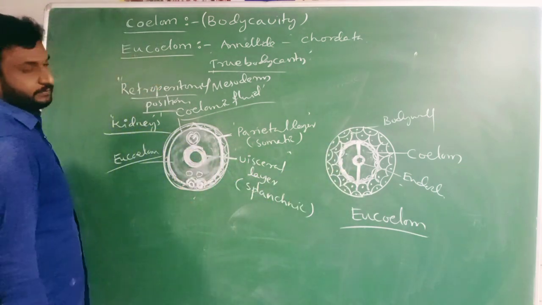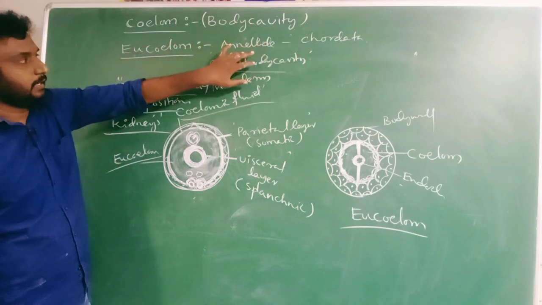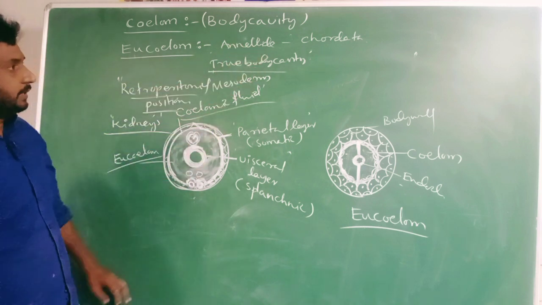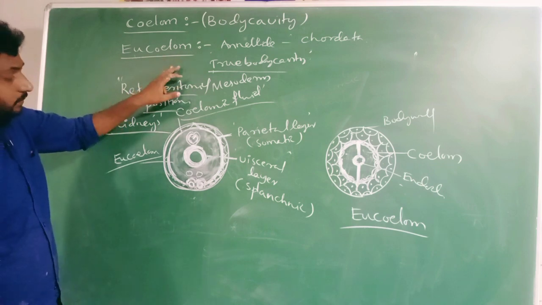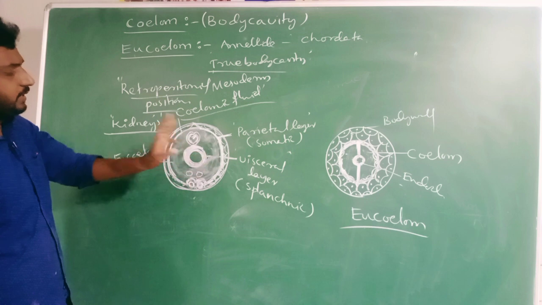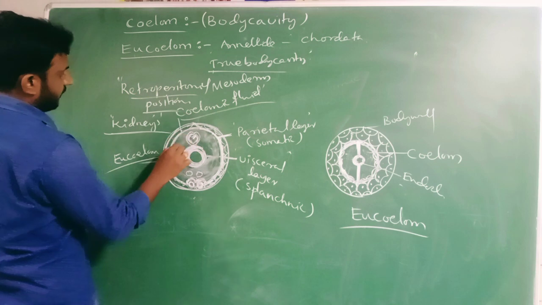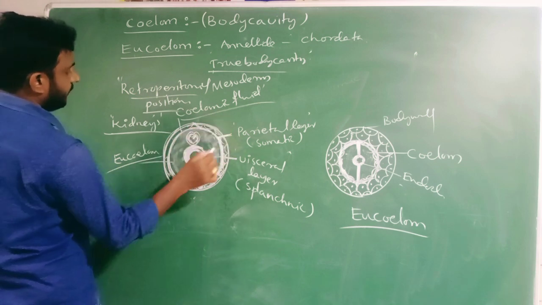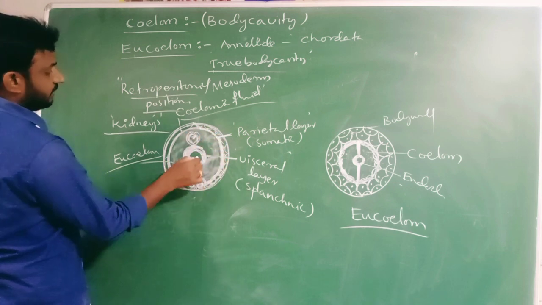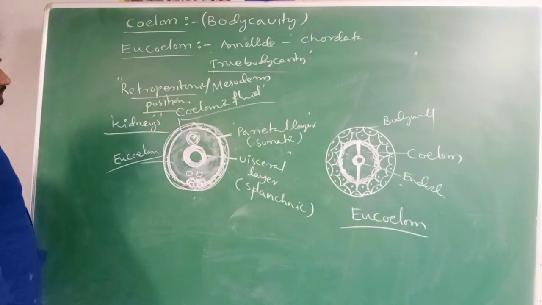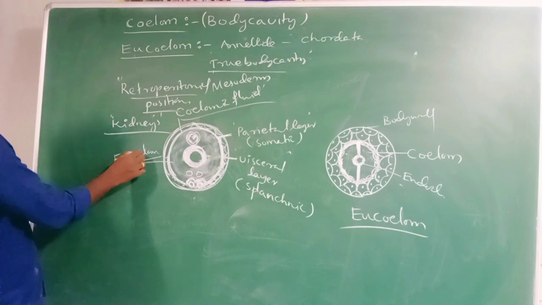It is a true body cavity. True body cavity or eucoelom starts from Annelida up to Chordata. Annelida, Arthropoda, Mollusca, Echinodermata, Hemichordata and Chordata have the true body cavity or eucoelom. Eucoelom is the cavity present between the gut and body wall, formed by the splitting of mesoderm. Due to the splitting of mesoderm, two layers are formed, the outer parietal layer and the inner visceral layer. The parietal layer covers the inner lining of the body wall, the visceral layer covers the outer lining of the gut. Between these two there is a space, called true body cavity or eucoelom.